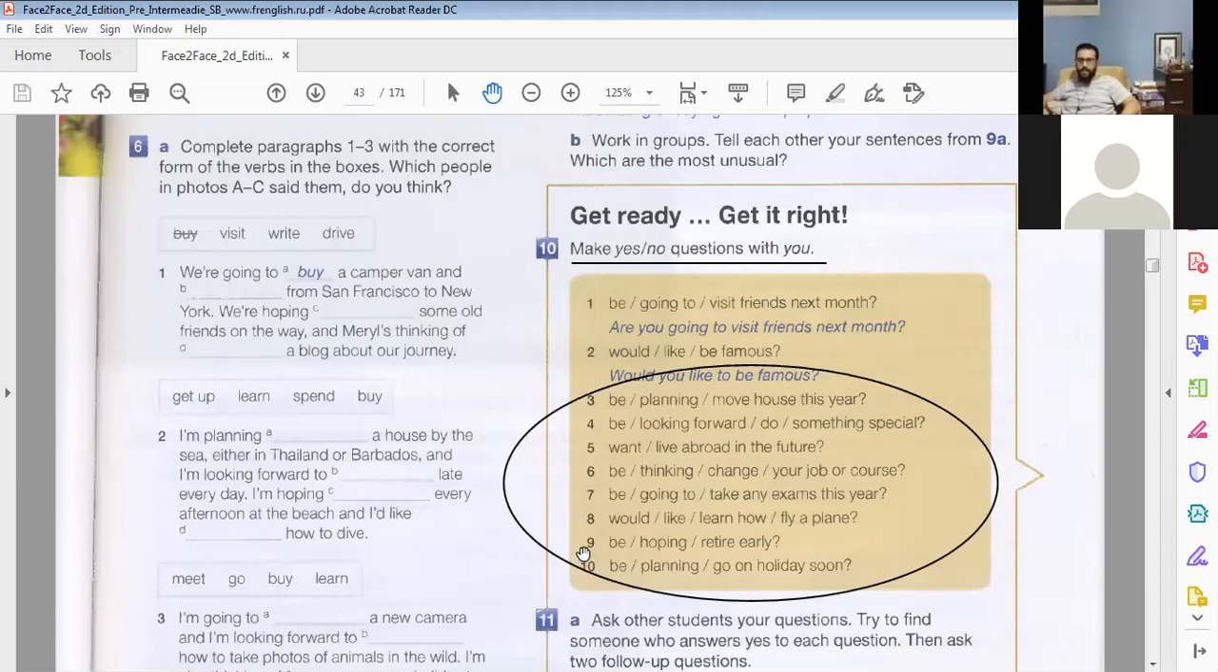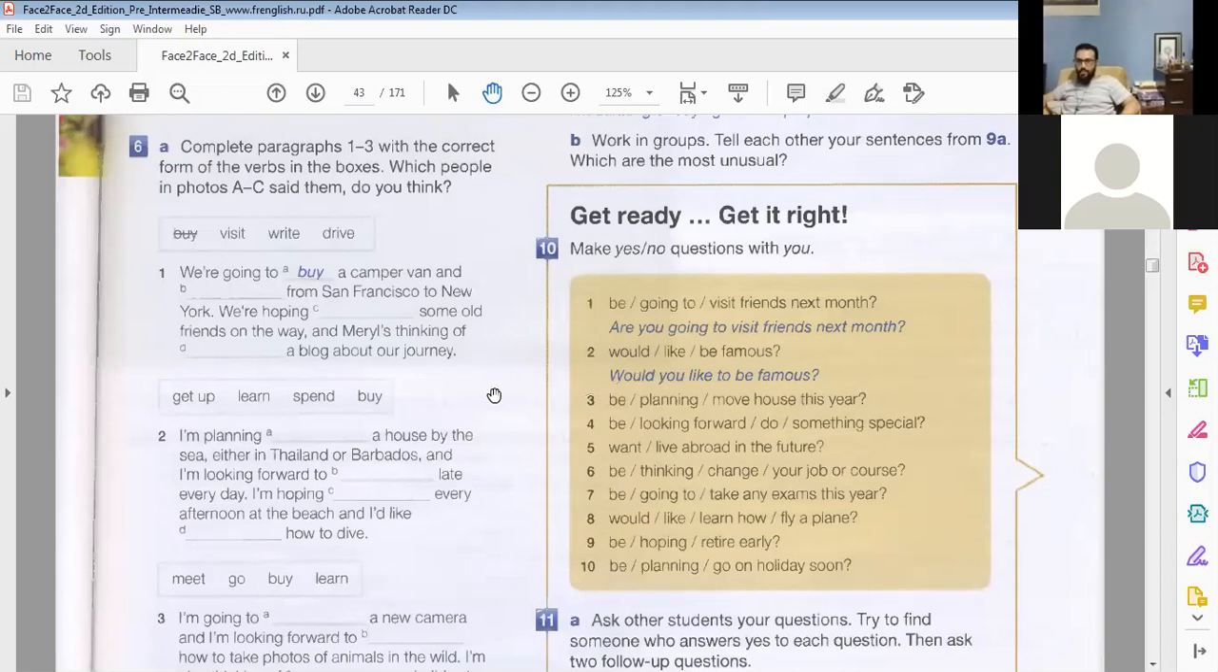Are you hoping to retire early? Correct. I'm hoping to retire early. Are you planning to go on holiday soon? Correct. Are you planning to go on holiday soon? Very nice. Okay, so all of them are correct.